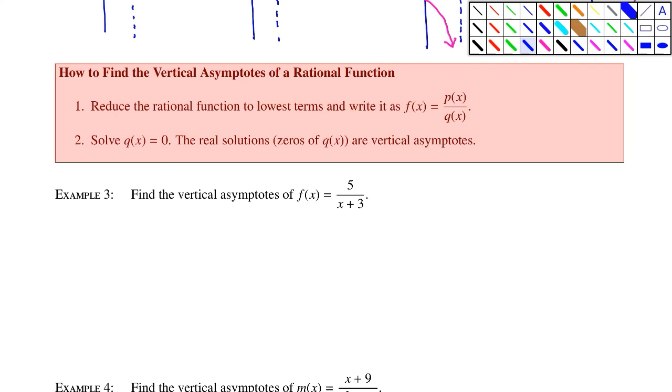So here's example number 3. Find the vertical asymptotes of f of x is equal to 5 over x plus 3. This one is already simplified, so now I'm going to take the denominator, set it equal to 0, and solve for x. I get x is equal to negative 3, and that's a vertical asymptote. That's it.